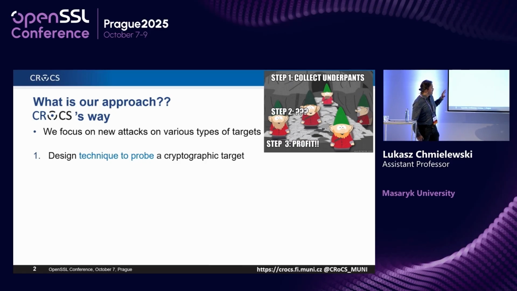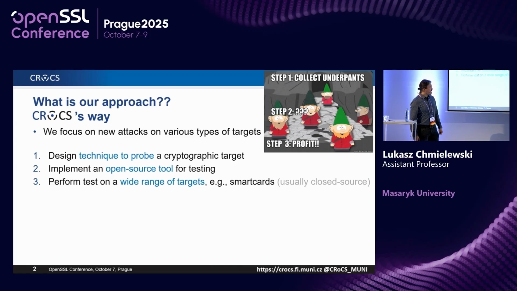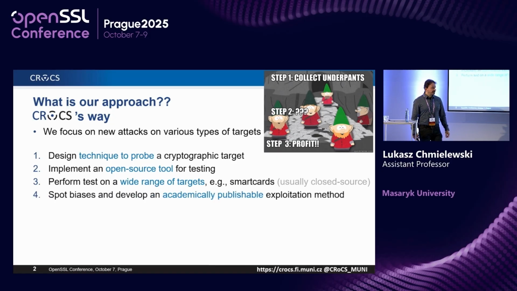So the process in detail, how it would look: we will design a technique to probe a cryptographic target. It's usually very comfortable to do it on some open source implementation to be able to verify whether our technique works. This is just a technique to probe the behavior, search for biases. We implement some open source tool for testing, so as to be able to publish it, and perform tests on a wide range of targets, including especially closed source targets like smart cards, but also open source ones.